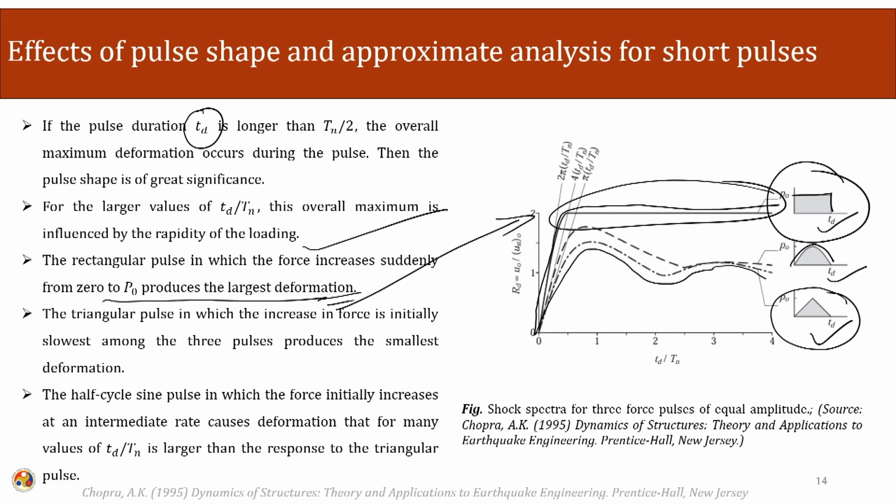The half cycle sine pulse, in which the force initially increases at an intermediate rate, causes deformation that for many values of Td over Tn is larger than the response to the triangular pulses. If we look into these pulses, we can see that for a large range of T over Td, the response of this system is more than that of the triangular loading, because the total impulse out here will be more than if we calculate the impulse out here. So the sudden rate of loading is more out here, and it will produce a greater increase in the deformation.